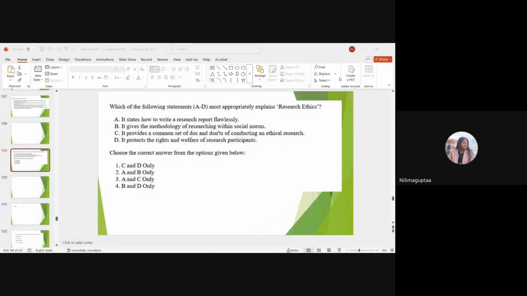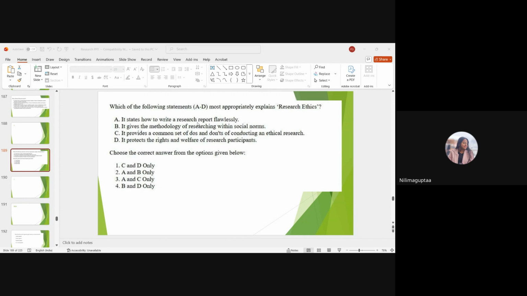So, what all things are talking about research ethics? The first one is talking about the research report. It states how to write a research report flawlessly. That will not be an answer because we are talking about ethics. Research report, it's not talking at all. So ethics is different, and writing a research report is altogether a different thing. Then the B option, so anything that has a research report and ethics is a different combination. So any option that has A is directly a wrong answer.